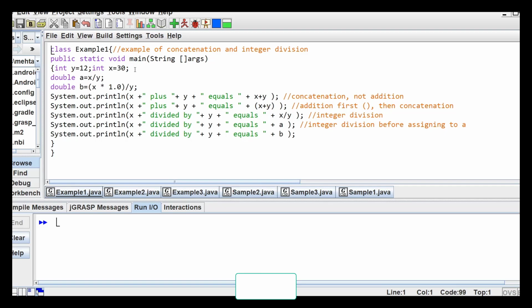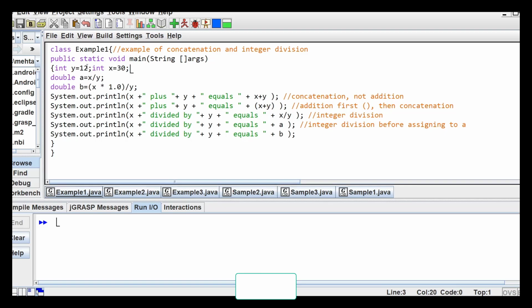In this example, no input from the keyboard. Y is 12, X is 30, and they are both integers. Then we have a double A, and A is X divided by Y. And here we have B, and B is, parentheses first, multiplication first, so X times 1.0 divided by Y, and we'll talk about this in a minute.